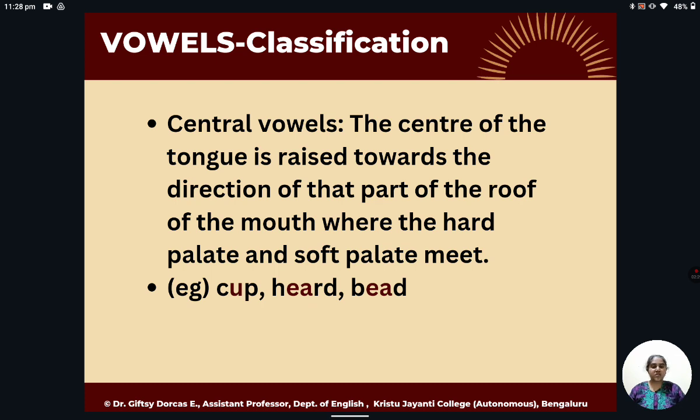Next is the final classification, the central vowels. For the production of central vowels, the center of the tongue is raised in the direction of the part of the mouth where the hard palate and the soft palate meet. We see the sounds in cup, heard, and the unstressed vowel sound, which are central vowel sounds.